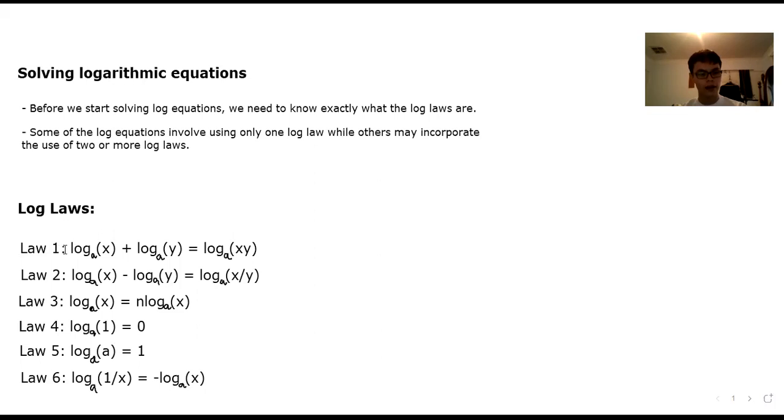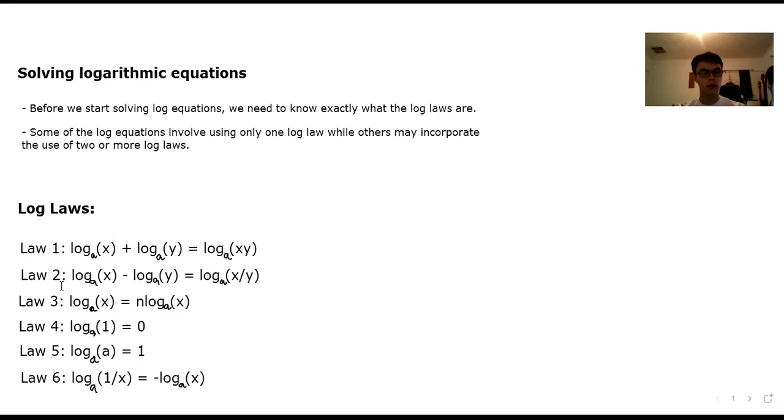Law 1 states that the log of x to the base a plus the log of y to the base a is equal to the log of x times y to the base a. If we have the same bases, then we can multiply the numbers in the brackets to get the log of the product of those two numbers with the same base a.